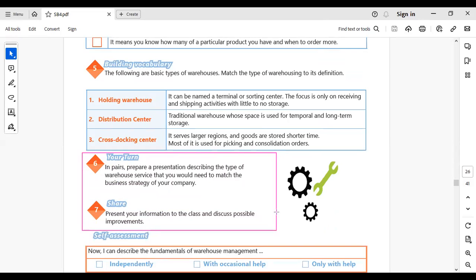It says that you've got to prepare a presentation describing the type of warehouse service that you will need to match the business strategies of your company. In case you want to talk about the company that you work for, it's fine. Or you want to create a hypothetical situation, right? And then present your information to the class and discuss possible improvements.